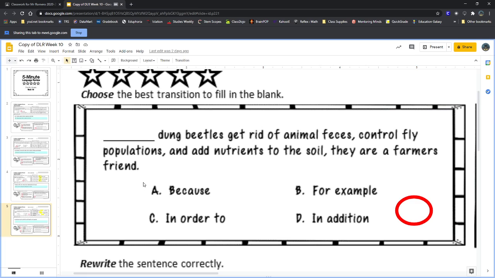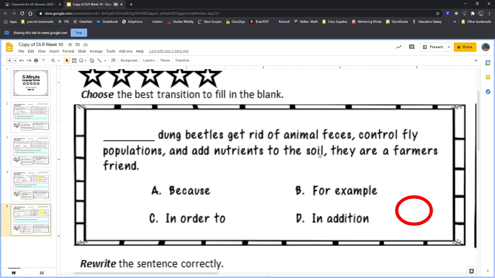But because the examples come first, I don't think we can use for example here. That leaves me with 3 other ones. Because, in order to, and in addition. What do you think, Noah? If I have those 3 left, which one seems like the best choice to use? Because, in order to, and in addition. Which one of those seems like the best one left, Noah? Because. Okay. That one I think is the best one there.